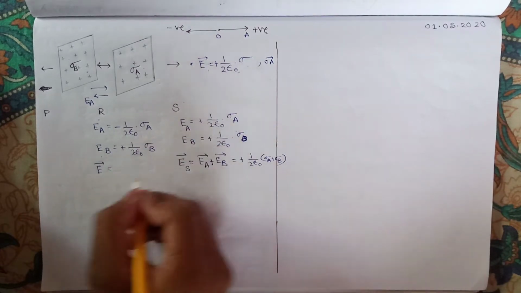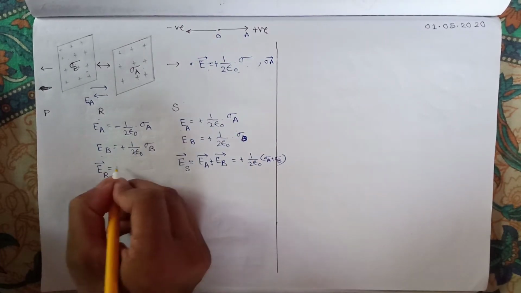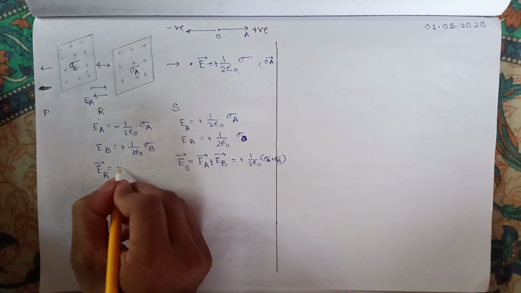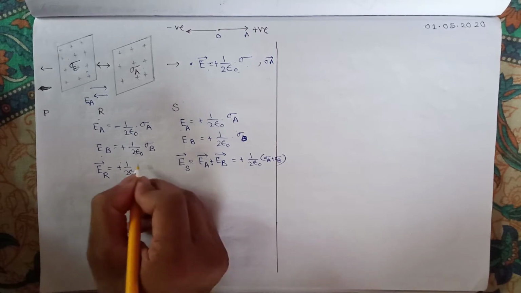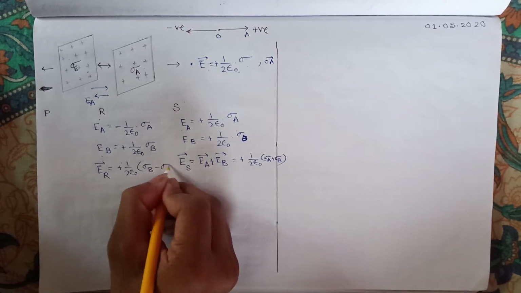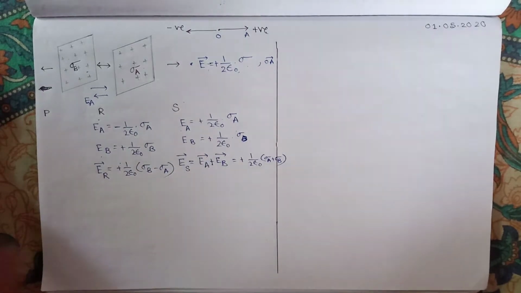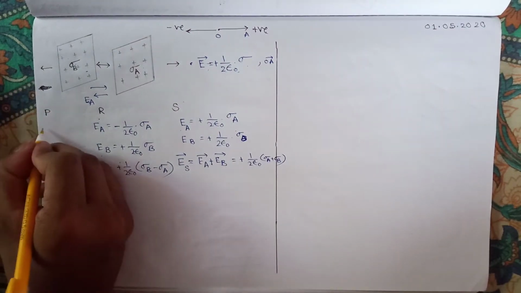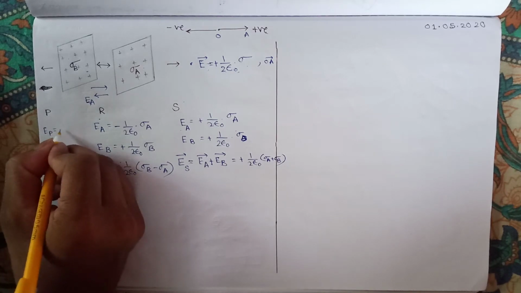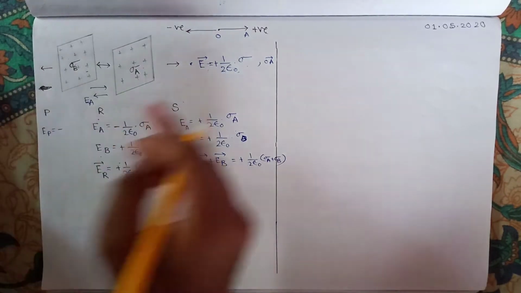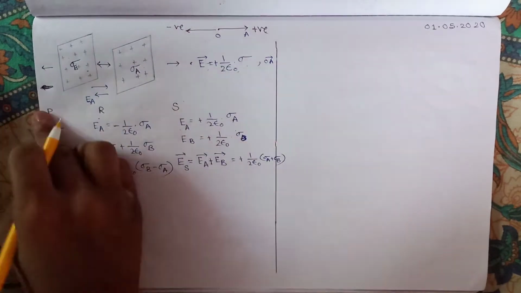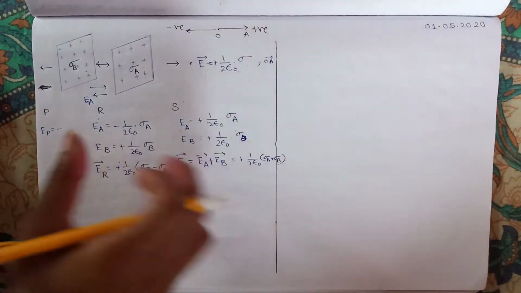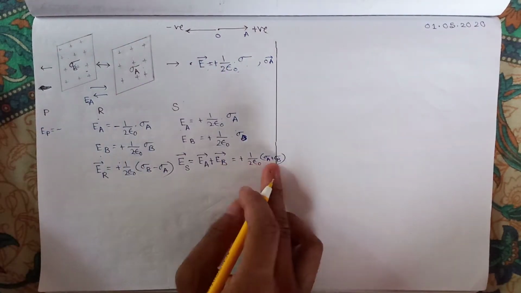This is the resultant electric field for the S region, and this one is for the R region. It will be the difference between them: plus 1 by 2 epsilon naught, sigma B minus sigma A. Similarly, find the electric field for the P region. EP will be negative, because it is just the reverse of S. They are similar in magnitude but the direction is reversed, so it will be just the negative of that.